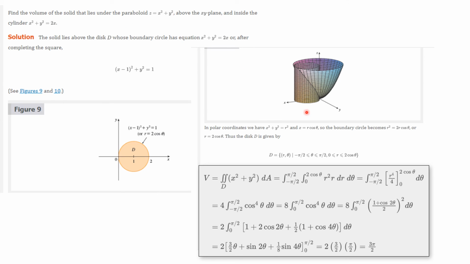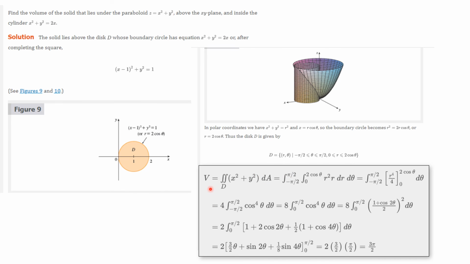Well, you're lying under the paraboloid. This is the paraboloid that you see right here, above the xy plane, and inside this circle. Now, this circle is moved a little bit from the origin. The center is going to be at 1, 0, so actually it is moved just a little bit over here, and so that's the cylinder that is going up. So we're finding the volume of the solid that lies under the paraboloid but inside that cylinder. So this is what we're finding. And this is the circle that we have underneath.